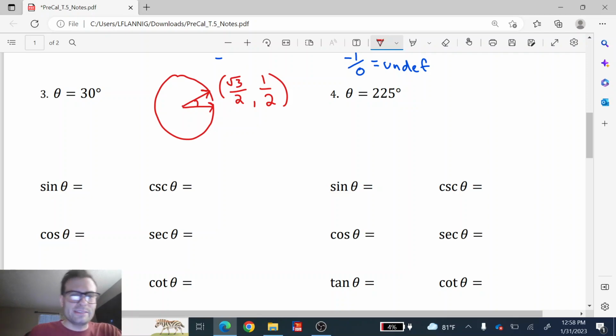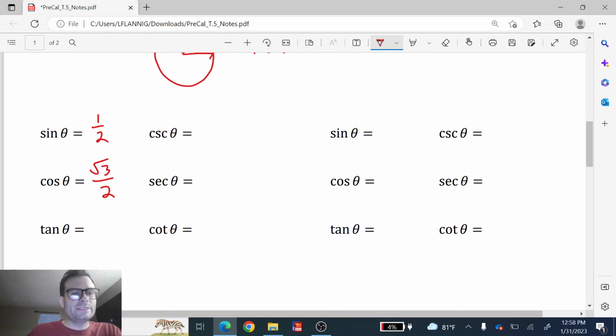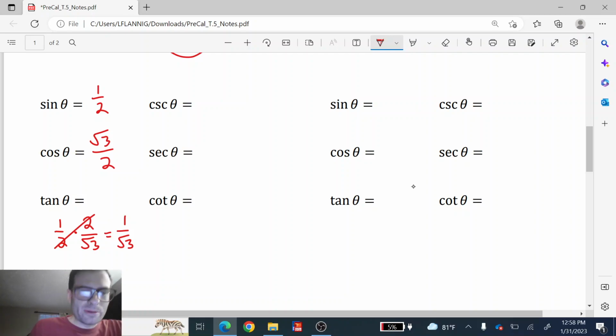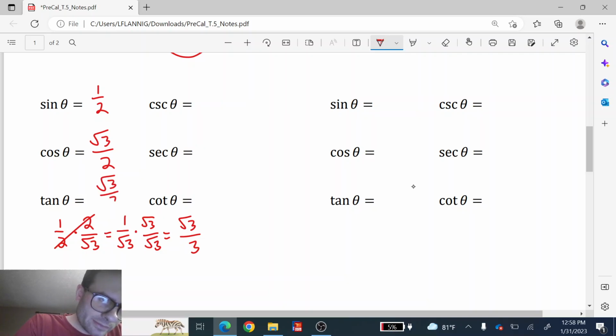The sine of that is the y value, which is 1/2. The cosine is the x value, the square root of 3 over 2. And the tangent is sine over cosine, which would be 1/2 times the reciprocal of square root of 3 over 2, so 2 over 2 square roots of 3. These would cancel out, giving you 1 over the square root of 3. However, we do have to multiply the top and the bottom by the square root of 3 over the square root of 3, because you can't have a radical in the denominator. And we get the square root of 3 over 3, which would be your tangent. Square root of 3 over 3.